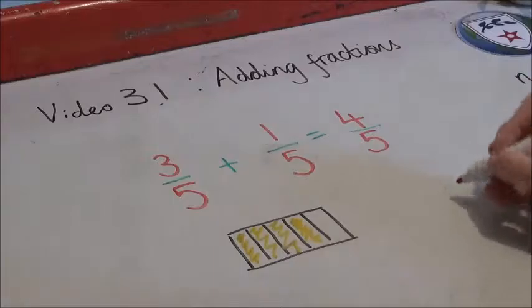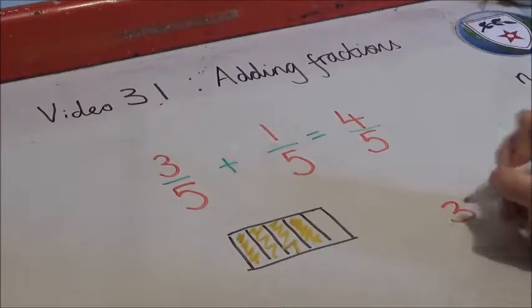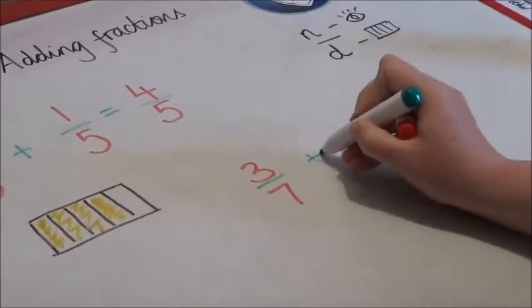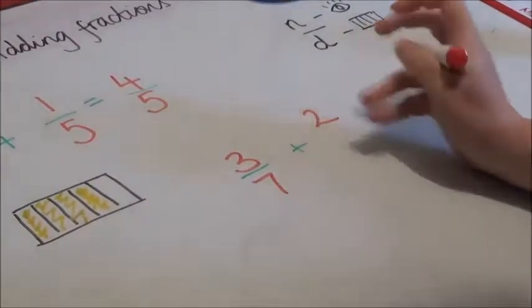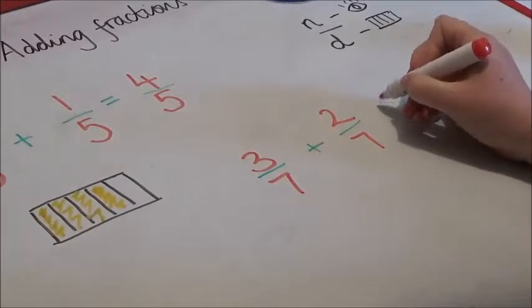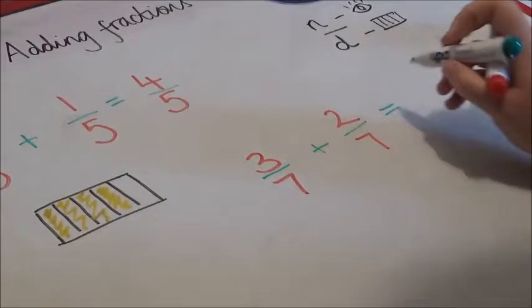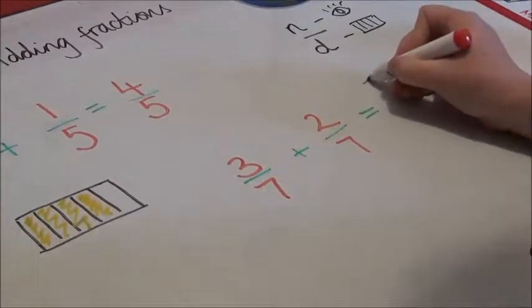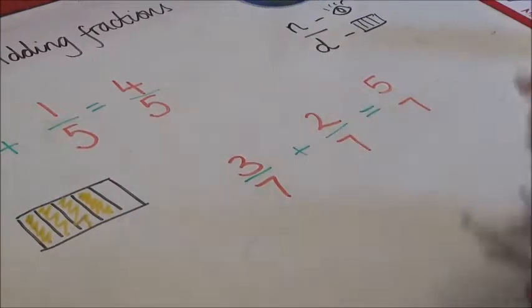Again, another simple one. If I had 3/7 and I was going to add 2/7, it would be the same as 3/7, add 2 more sevenths, 5/7.